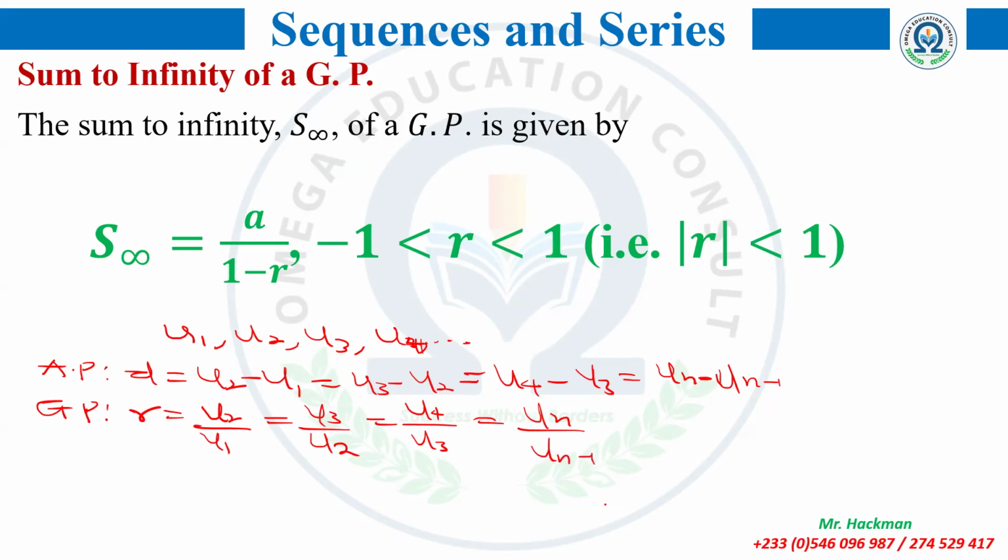So for the AP, we find the difference between consecutive terms, and if the difference is uniform, a constant, then we call it the common difference. However, here you find ratios of consecutive terms after your first term. In this case, if the ratios give you the same value, a uniform value or a constant, then we call it a common ratio R. So any GP will be in this situation. Now you should be able to identify a GP.